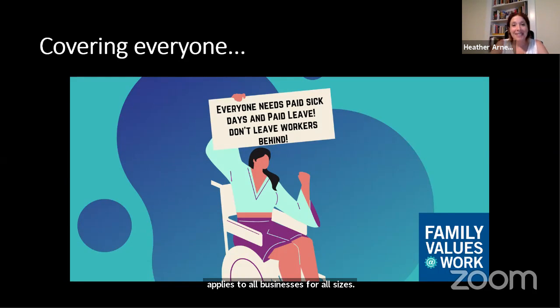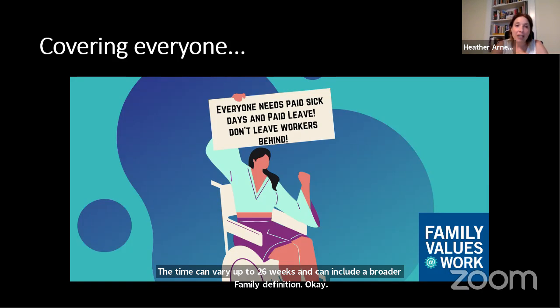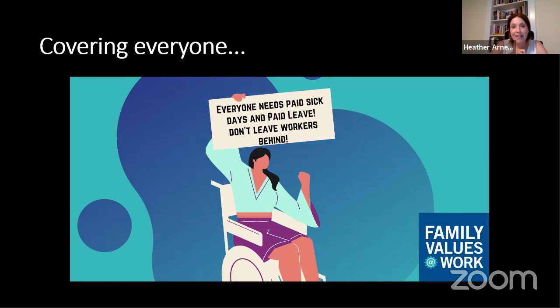So this is our feeling: everyone needs paid sick days and paid leave, and we don't want to leave any workers behind. That is the core value of our movement, and we certainly want you to join us and be part of it.